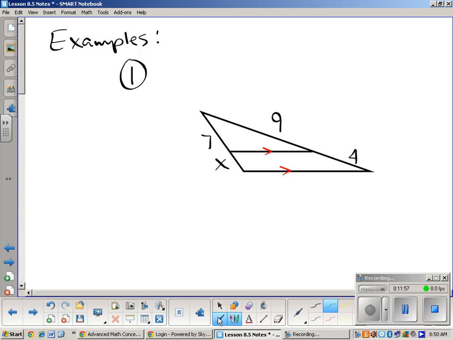Any suggestions on how I could solve this example number 1? Okay. And you recognize the side splitter theorem because these two lines are parallel. Good. And so how would I write it then? How would I write my statement using the side splitter theorem? 7 is to 9 is x is to 4.